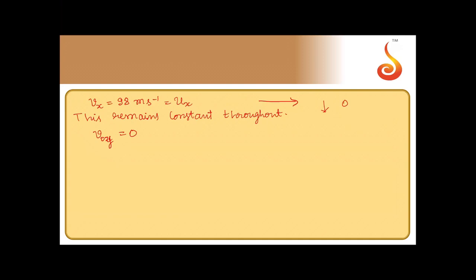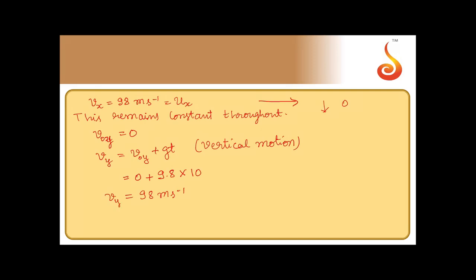So when it reaches the ground, velocity becomes Vy. Vy should be equal to v naught y plus gt, according to the one dimensional equation for vertical motion, v is equal to u plus at. Now v naught y is given 0, plus g is 9.8 into t is 10 seconds they have given. So that should be equal to 98 meter per second. This is when it strikes the ground.